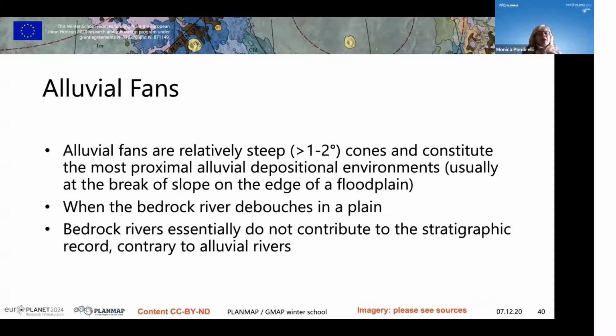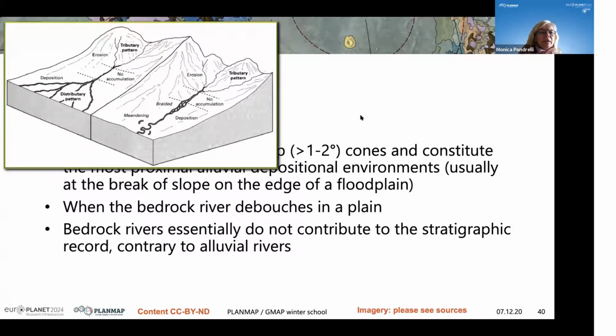Alluvial fans are relatively steep cones that constitute the most proximal alluvial depositional environment. They form generally, but I will show that there is also an exception, at the break of slope at the edge of a floodplain. Basically, here we have a mountain on Earth, maybe a crater rim on Mars, and we have a bedrock river. What does it mean, bedrock river? It means rivers which are just eroding, so features that do not leave the position, so they do not contribute to the stratigraphic record.